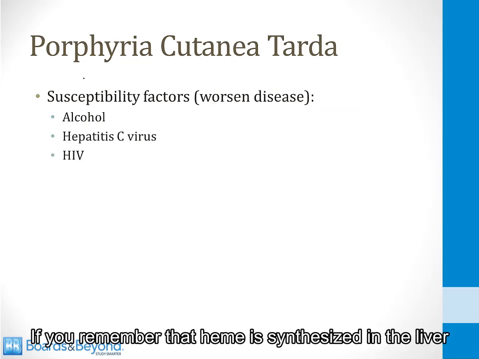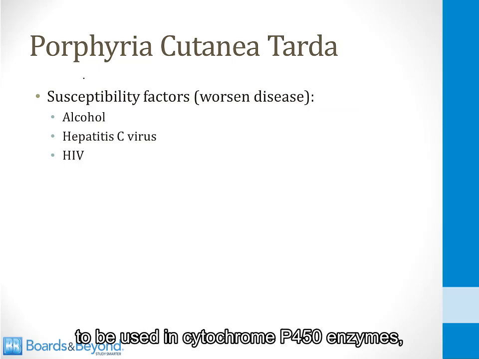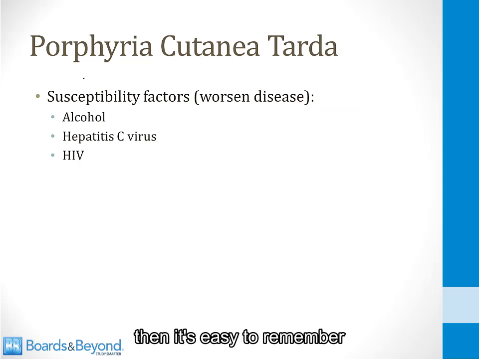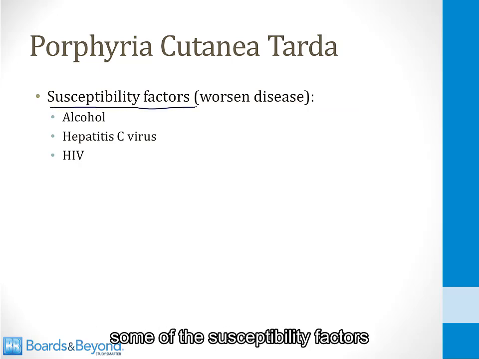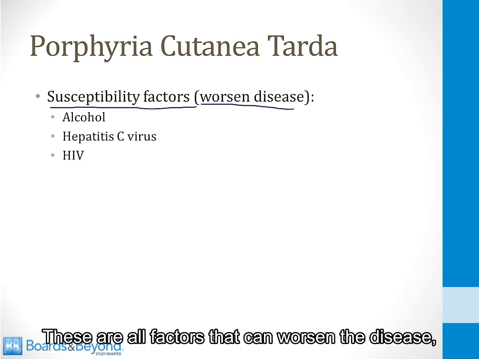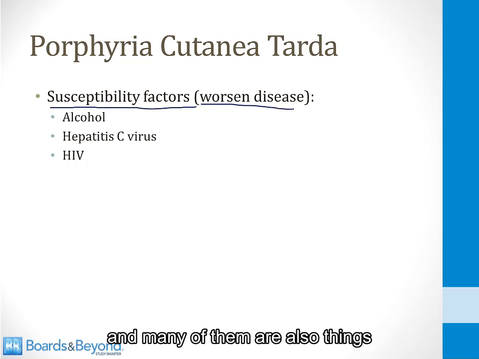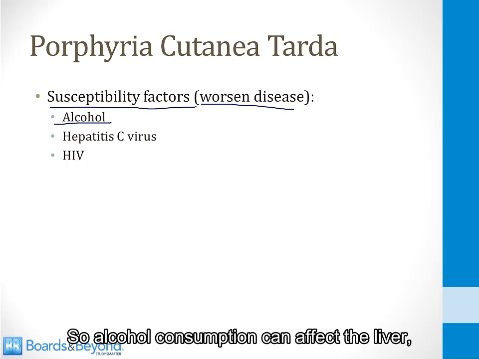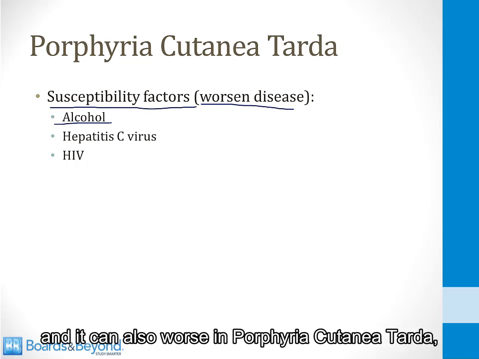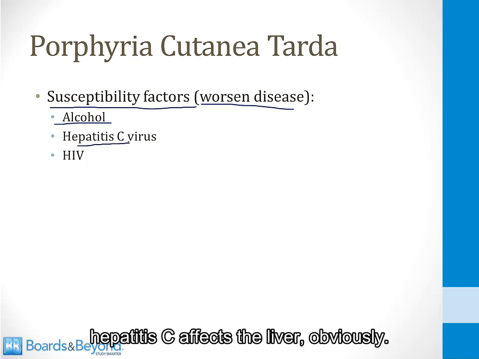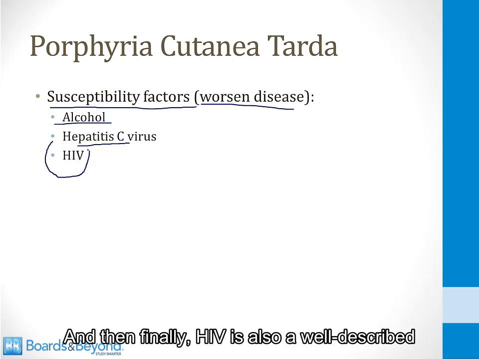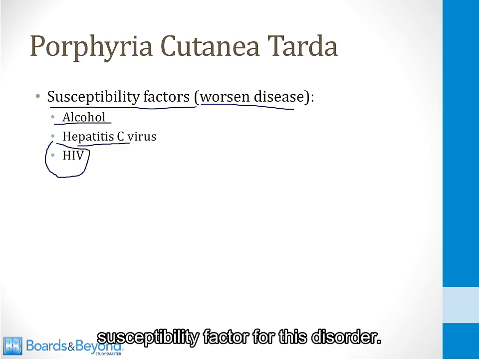If you remember that heme is synthesized in the liver to be used in cytochrome P450 enzymes, then it's easy to remember some of the susceptibility factors for Porphyria cutanea tarda. These are all factors that can worsen the disease, and many of them are also things that you probably know affect the liver. So alcohol consumption can affect the liver, and it can also worsen Porphyria cutanea tarda. Hepatitis C affects the liver, obviously. And then finally, HIV is also a well-described susceptibility factor for this disorder.